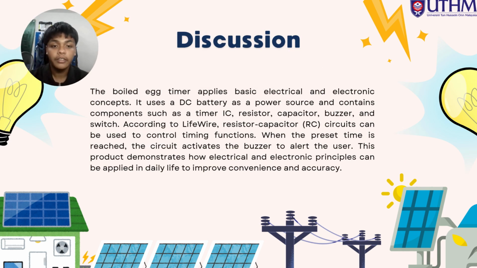Okay, from this discussion, the boiled egg timer was chosen because it's a simple product that applies basic electric and electronic concepts. The timer uses a DC battery as its power source to supply electrical energy to the circuit. Inside the device, there are several important components such as the timer IC, resistor, capacitor, buzzer, and switch. According to information from LessFire, resistor-capacitor, or RC, circuits are commonly used to control timing functions in electronic devices. In this timer, the resistor and capacitor work together to determine how long the timer will operate.